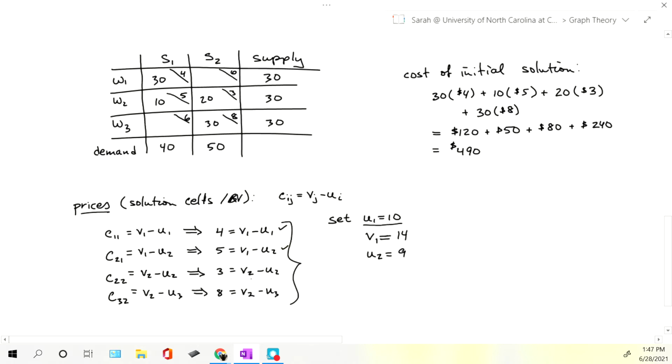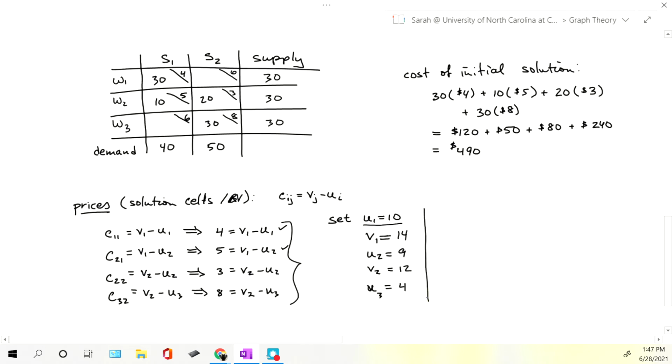Then we say, all right, well, we move down to the next one. We don't know V2, but that's okay because we do know U2. U2 is 9, so we move 9 to the other side, so this is 12. And the last one down here is U3. Notice U3, we have V2, which is 12. 12 minus something is 8. So 12 minus 4 is 8, which gives us our U values.